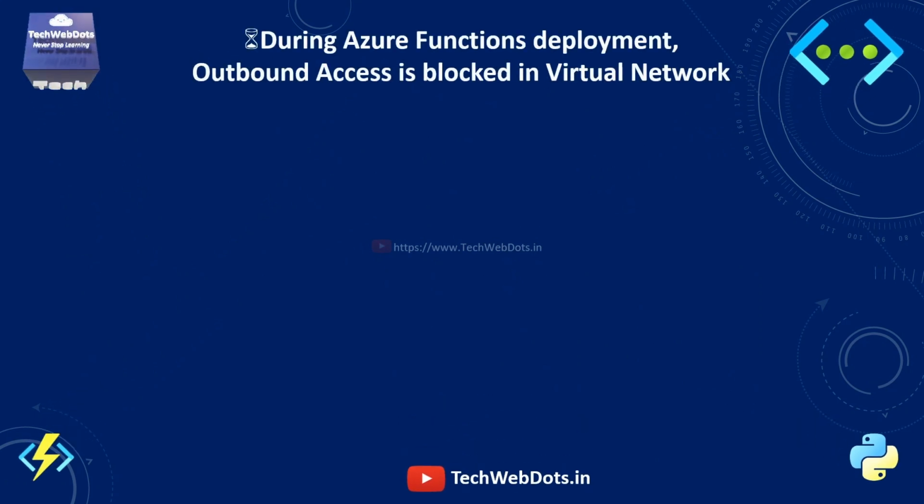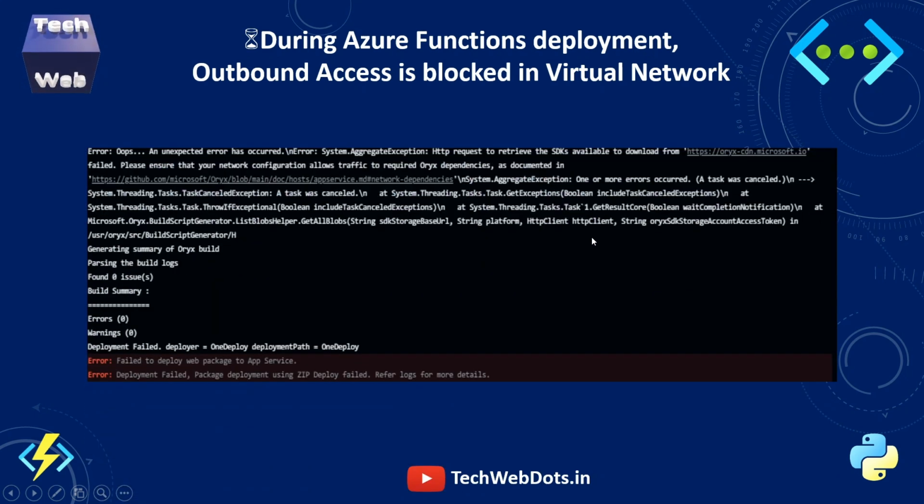During Azure Functions deployment, outbound access is blocked. You must have realized these things in the virtual network. An error comes: the HTTP request to retrieve the SDK available to download from Oryx CDN has failed. So what does it mean, and from where can you check all these logs? Checking logs from the Azure portal, I can show you right now.